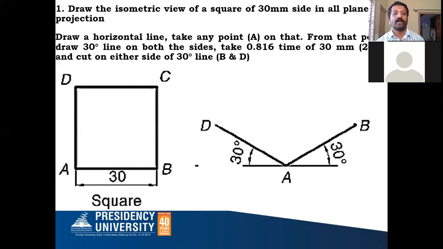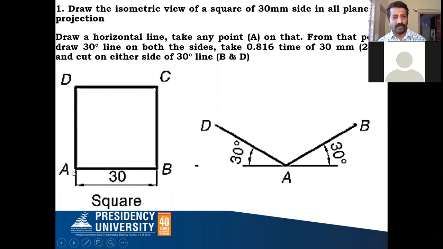After drawing this square of 30 millimeter like this, you name it in whichever fashion you want. On the right side, you draw one horizontal line. Just observe my cursor. Draw one horizontal line and identify any one point. I have identified this, and draw a 30-degree line on either side of this point.